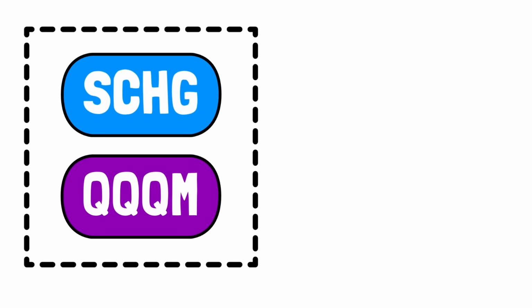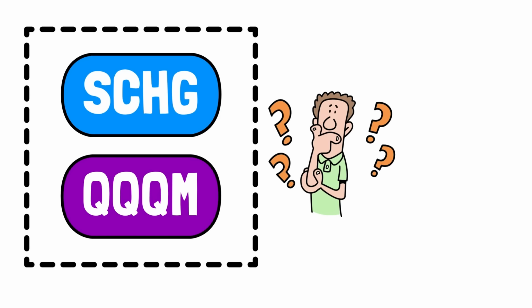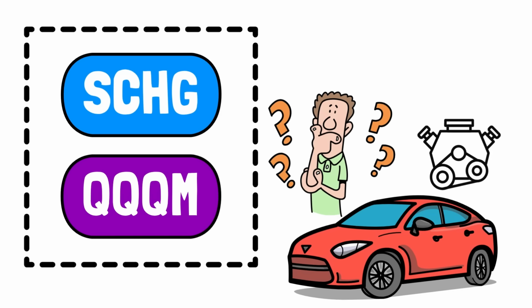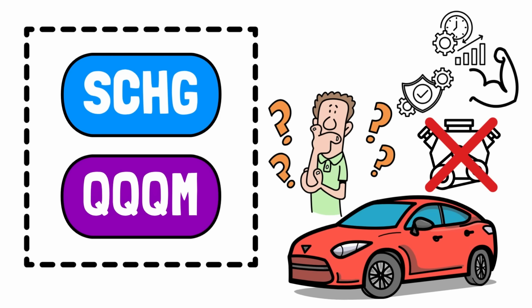You see the tickers SCHG and QQQM, but do you know what's really under the hood? Choosing an ETF without knowing its index is like buying a car without knowing its engine. The engine determines everything: its power, its efficiency, and its reliability. For an ETF, the index is the engine.